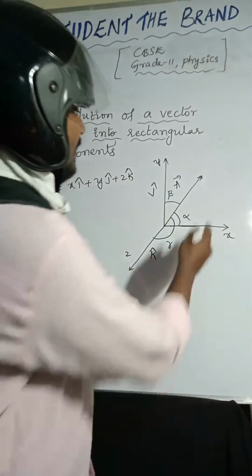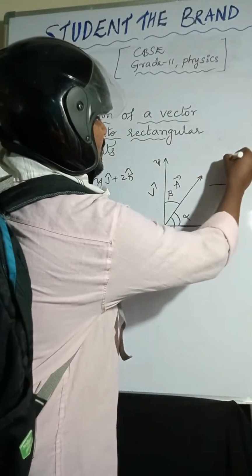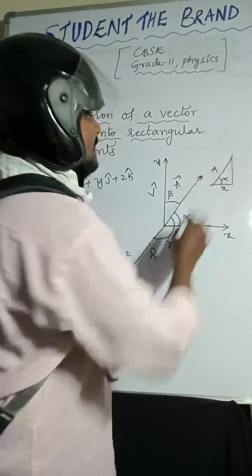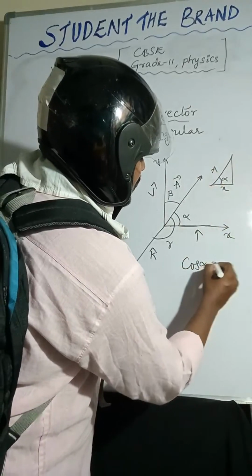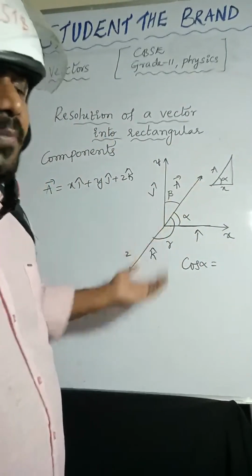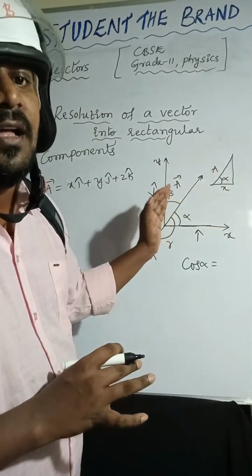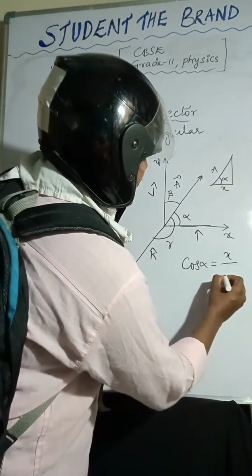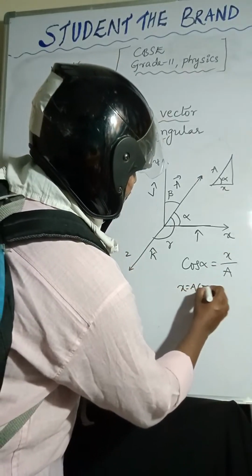Suppose I am taking one triangle as an example. This is alpha, and the x-axis component is x. We need only cos alpha, because the remaining angles will be the same. So cos alpha equals x by a, so x equals a cos alpha.